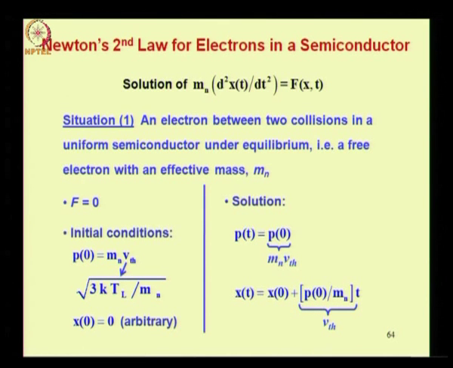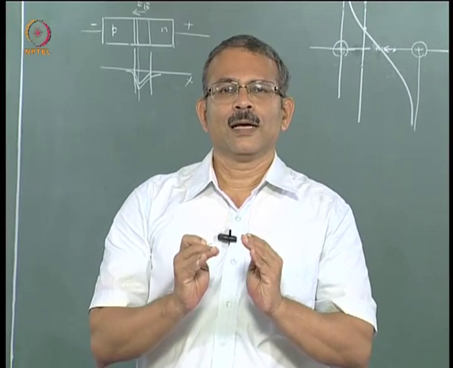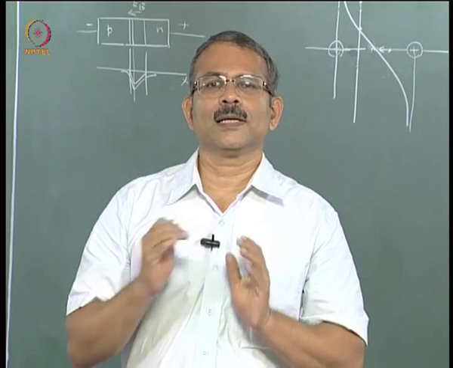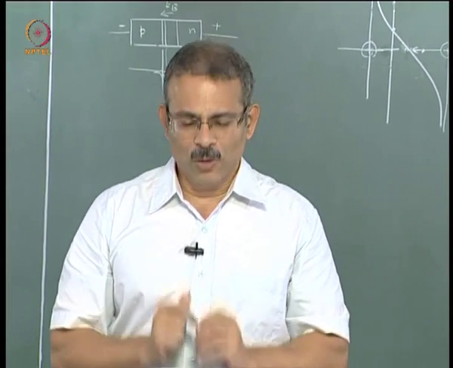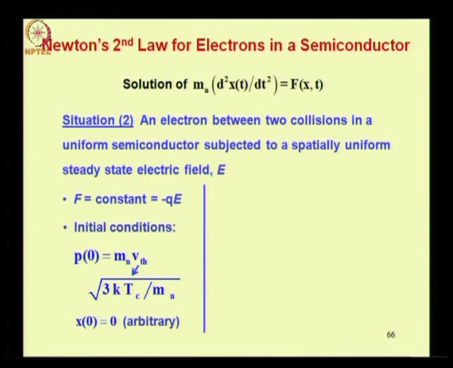Let us look at a more complicated situation, namely an electron between two collisions in a uniform semiconductor, but now subjected to a spatially uniform steady state electric field E. So there is no built-in field in the semiconductor, we are only having an applied field. Again we are not considering the scattering forces because we are considering an electron between two collisions. Now what would the picture look like? Now here f is constant, equal to minus q times E.